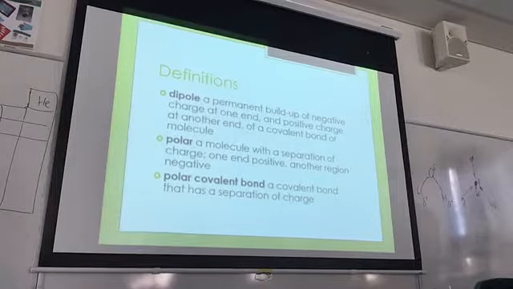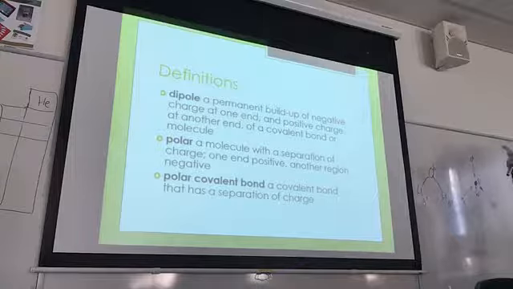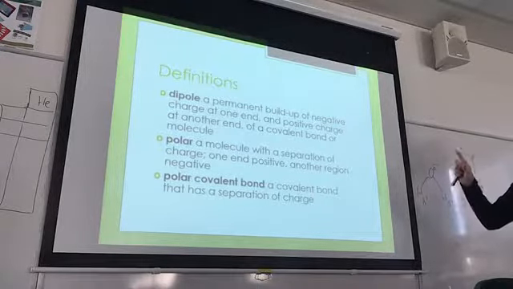So a few definitions. A dipole. So a dipole is a permanent build-up of negative charge on one end of the molecule. That's important to remember. Positive one end, negative the other end, across a covalent bond.